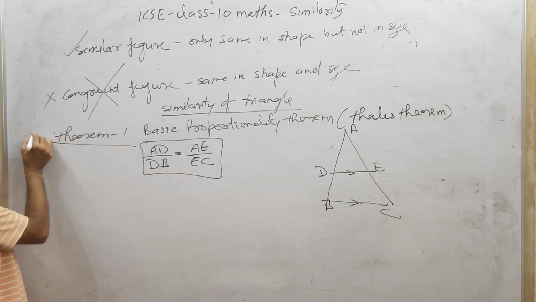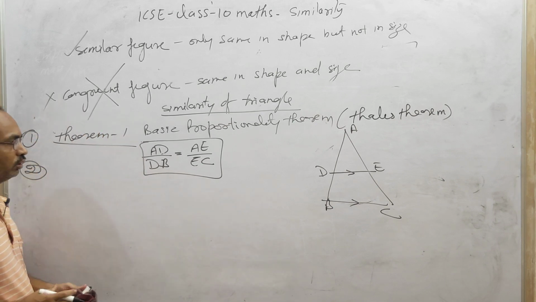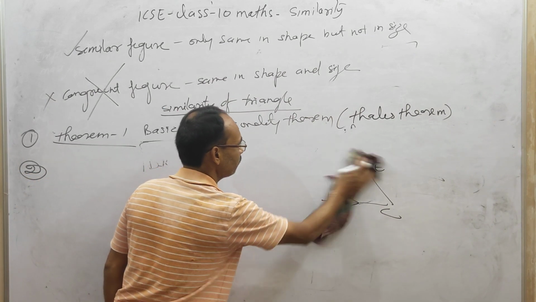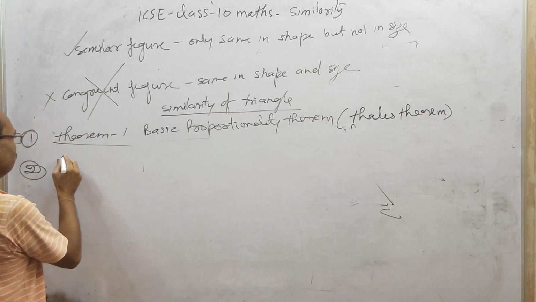The second theorem is the internal bisector of a triangle. Internal bisector, theorem 2.